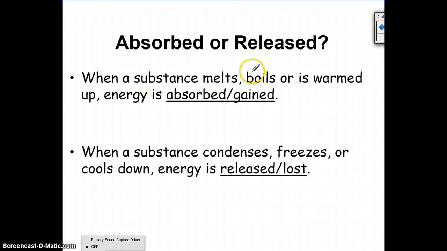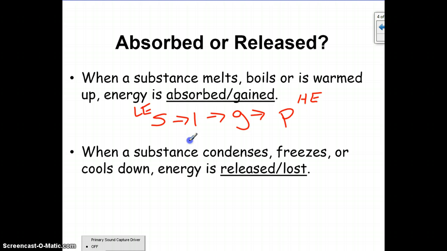When a substance melts, boils, or is warmed up, the energy is being absorbed or gained. So we're talking about going from solid to liquid to gas and even to plasma. Going up, you are absorbing energy to go from a lower state to a higher state. Remember, these all have low energy, and these all have higher energy up here, so it increases going this way. So you have to get more energy. These are endothermic processes because you are adding extra energy.